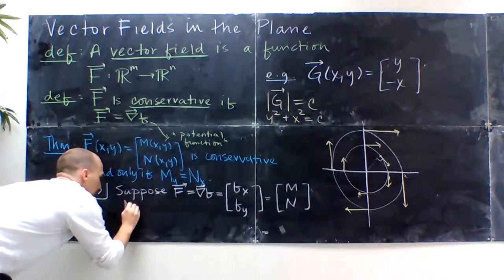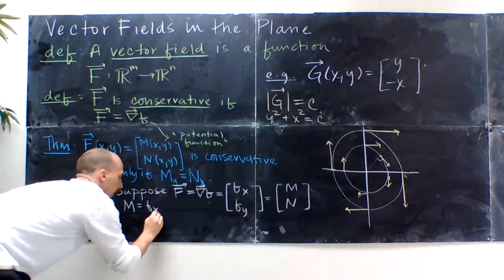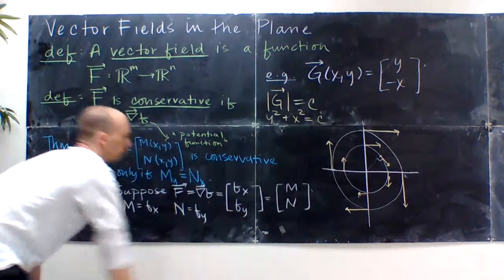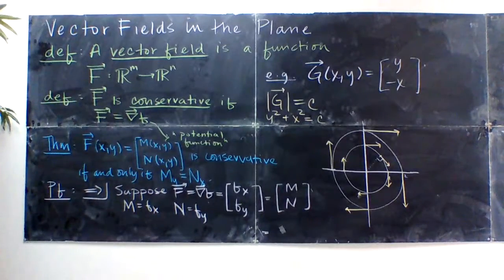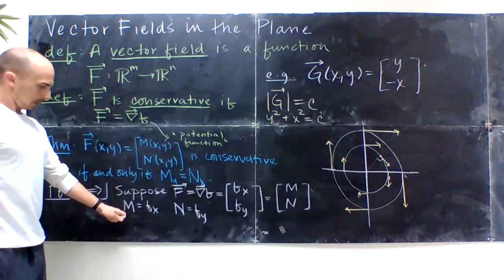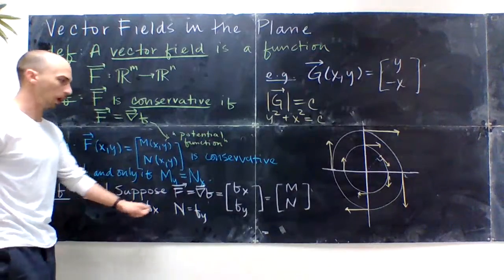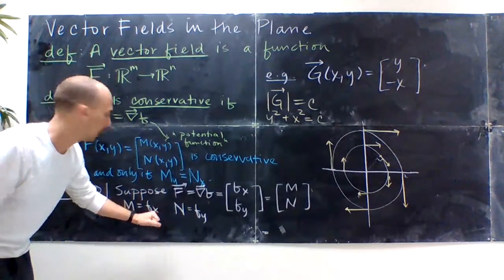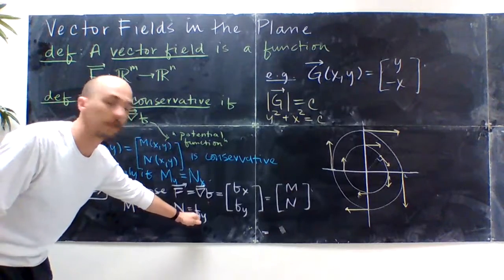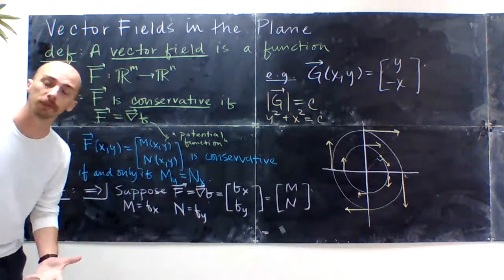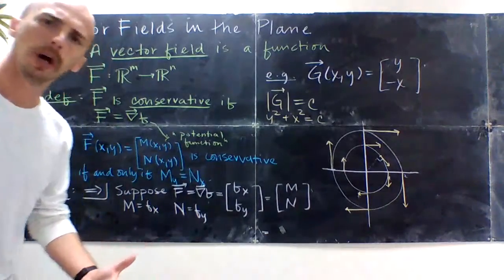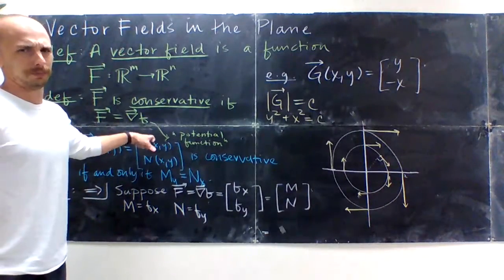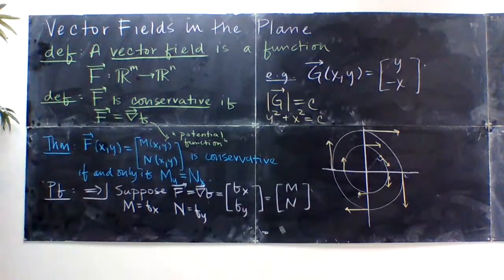Okay, so M equals f_x and N equals f_y. I'm going to take the partial of M with respect to y, because that's what I'm interested in showing, that the two things are equal. That's going to be f_xy. And then I'll take the partial of N with respect to x, and that's f_yx. And Clairaut's theorem tells us that those mixed partials are equal, provided that these functions are reasonably well behaved.